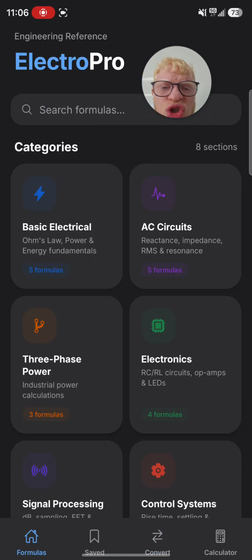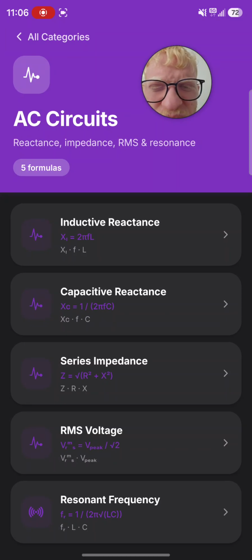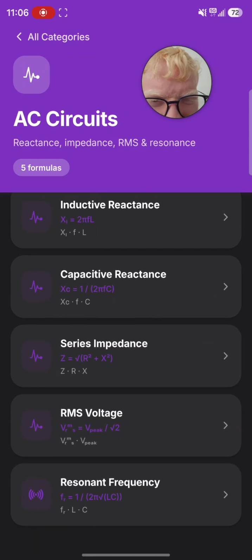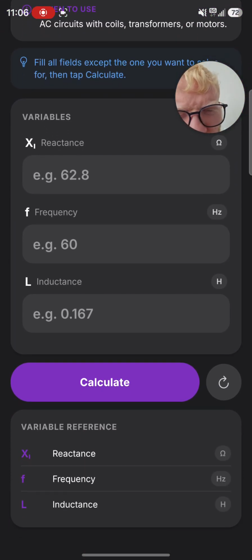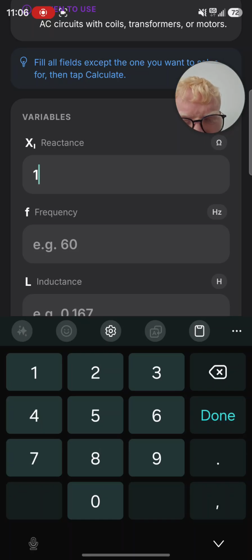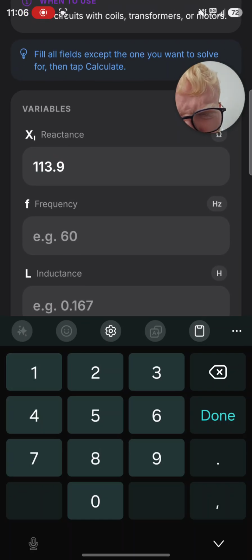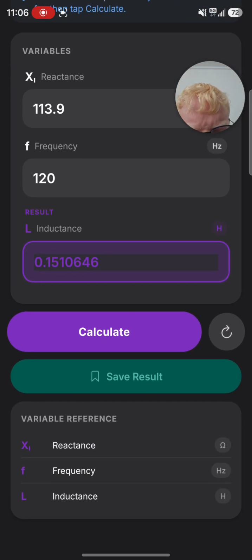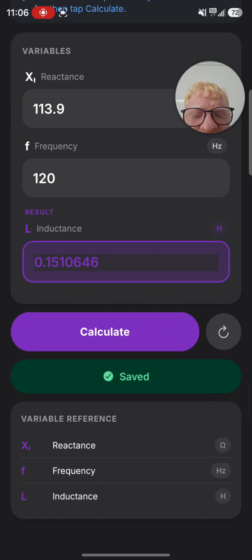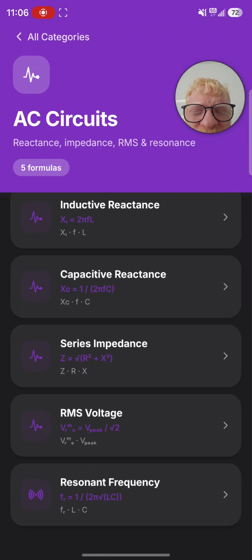So that's basically the showcase for the app. Another thing, for example, is AC circuits. This calculates the inductive reactance. So let's put some values in here, and we put the frequency at 120. Then we calculate, and it shows the result. So yeah, we can always save it, and we can also reset this. We can also reset the whole value inputs in each of these categories.